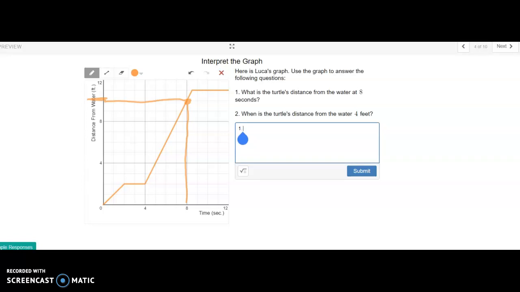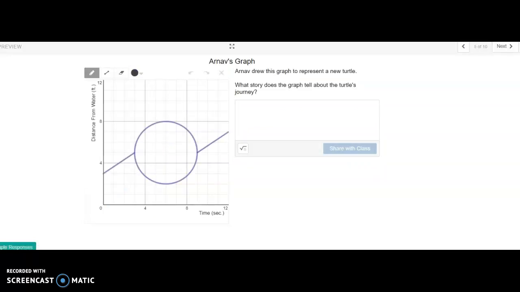And then, when is the turtle's distance from the water 4 feet? That's where we want to go on the distance axis. At 4 feet, go over, then down, and figure out what the time is there. So you guys will be able to see that and type it in.